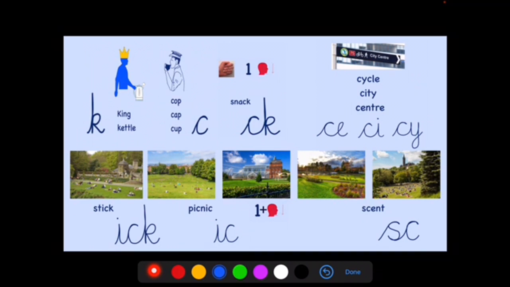We have a spelling story to think about all of those choices. Maybe you'd like to tell the story to somebody else so that you can remind yourself of all the rules that we will be going over in some other lessons.